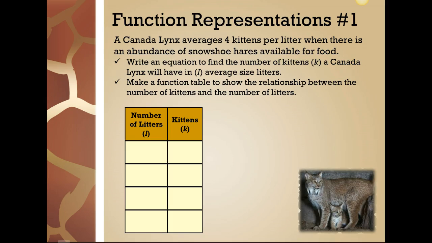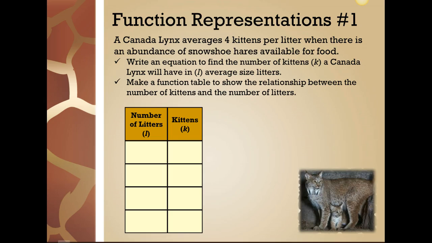A Canada lynx averages 4 kittens per litter when there is an abundance of snowshoe hares available for food. First, we will write an equation to find the number of kittens a Canada lynx will have in an unknown number of average-sized litters. Then we will make a function table to show the relationship between the number of kittens and the number of litters. First, let's write the equation.